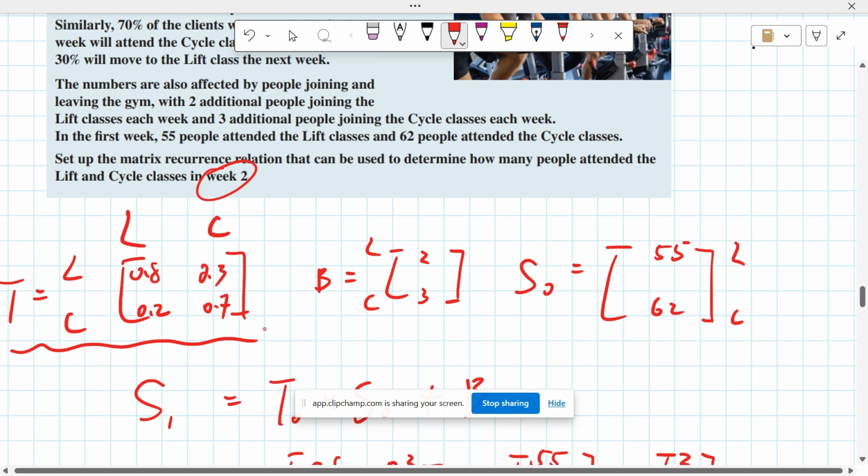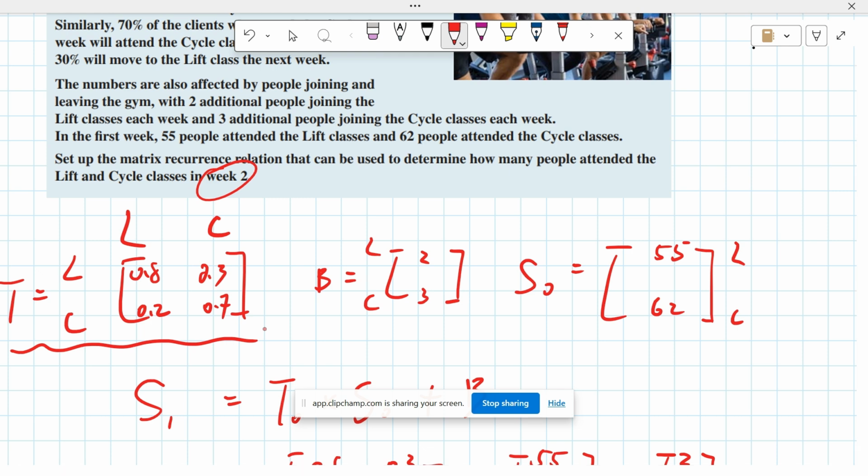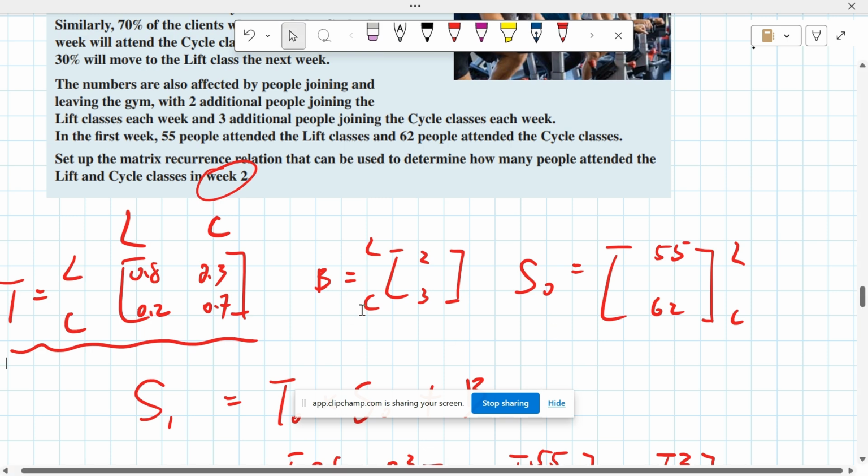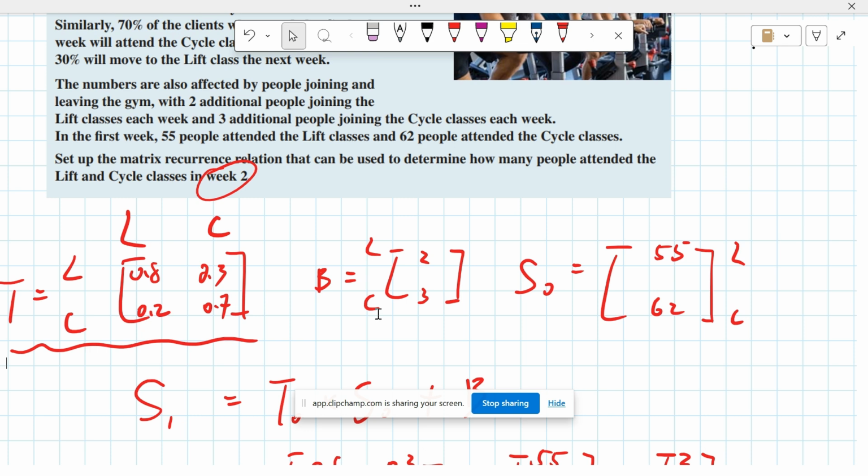And also what we have is numbers affecting the people who join. Two additional people join the lifting and three additional people join the cycle. So that's called the restocking or culling. That's the people added for each week. Basically, you are adding the same numbers each week.